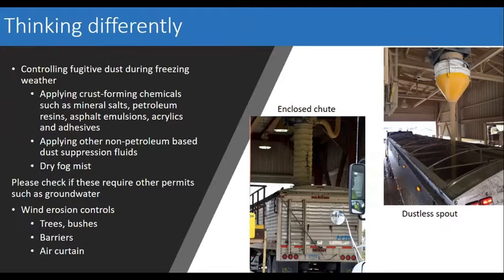Wind erosion controls are common controls, maybe commonly or not so commonly employed: trees, bushes, barriers, or the use of an air curtain, which is typically for an enclosed source of dust. These can be used for controlling fugitive dust emissions.